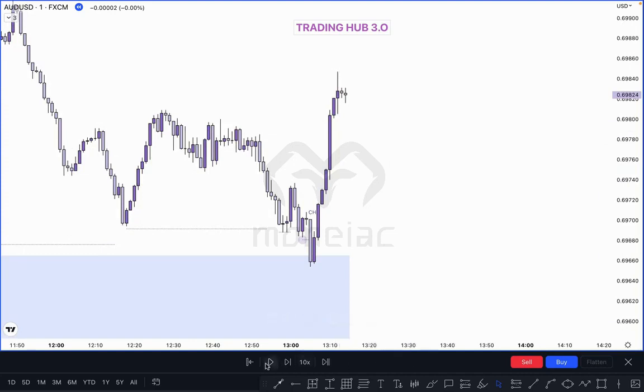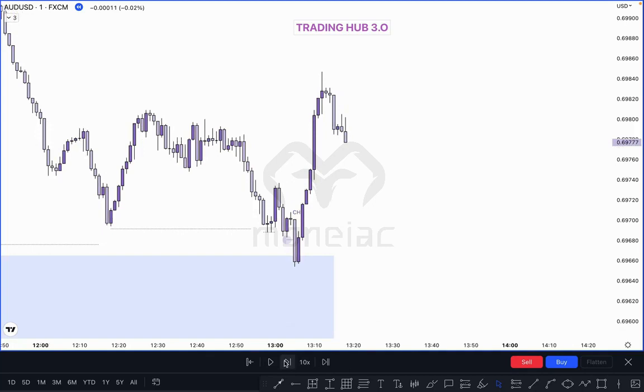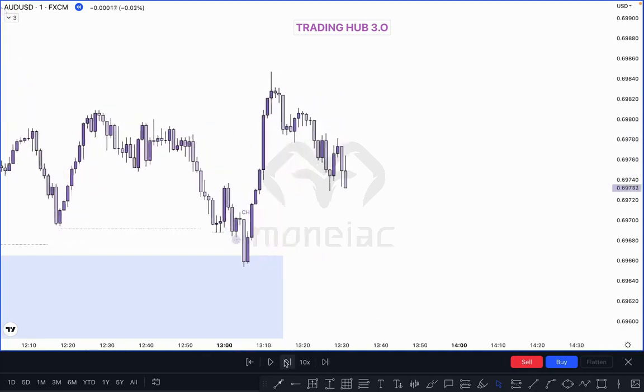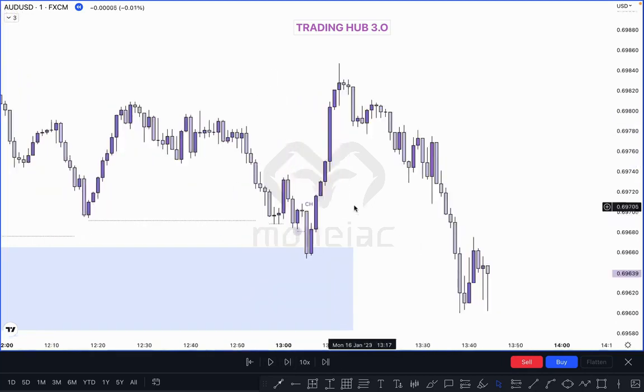So let's see what happened next, and wait for the inducement to be created. Right now there is no inducement here. Look at this, why did this move happen here? If you are trying to buy here on this bullish order block, this is not valid. Why? Because the market did not create any inducement. If the market creates an inducement here, then definitely you can buy here, right?